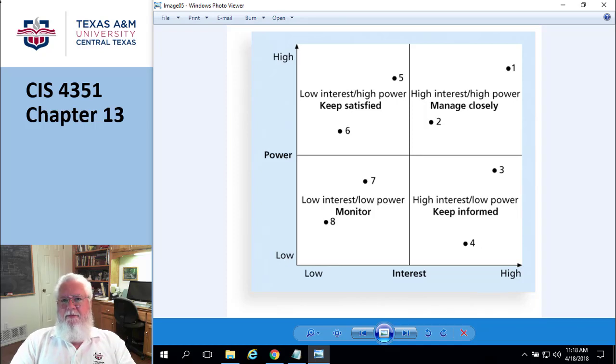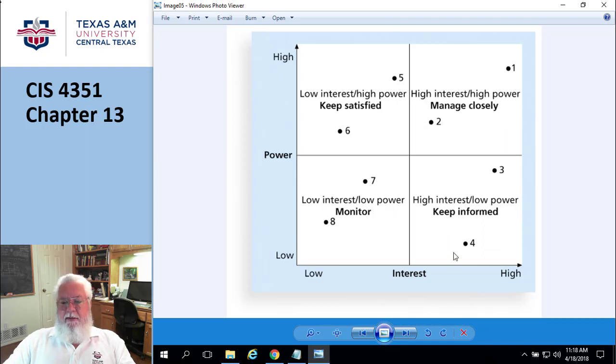Okay, we're still on page 501 looking at this power grid. Anyway, the idea is that this is a good way to categorize your stakeholders to see which ones you need to deal with. So, those people who have a lot of power but don't really care, you just keep them satisfied, right? It's like, hey, I'd like a report on this every Tuesday. Okay, I'll produce a report for you every Tuesday.